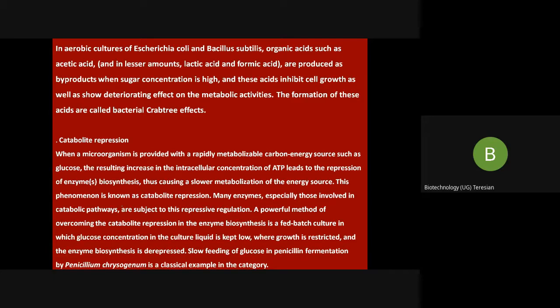So here also, these organisms, E. coli and Bacillus, produce organic acids. These organic acids are commercially and economically important for us. They can be acetic acid, lactic acid, formic acid, or even citric acid, produced as a byproduct when the sugar concentration is high.